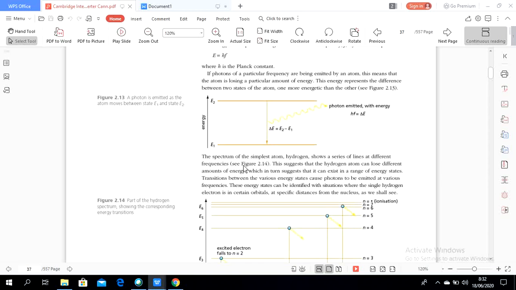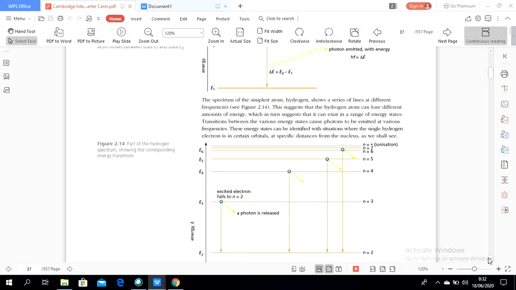The spectrum of the simplest atom, hydrogen, shows a series of lines at different frequencies. This suggests that the hydrogen atom can lose different amounts of energy, which in turn suggests that it can exist in a range of energy states. Transitions between various energy states cause photons to be emitted at various frequencies. These energy states can be identified with situations where the single hydrogen electron is in certain orbitals at specific distances from the nucleus. As we can see here, part of the hydrogen spectrum shows the corresponding energy transitions.